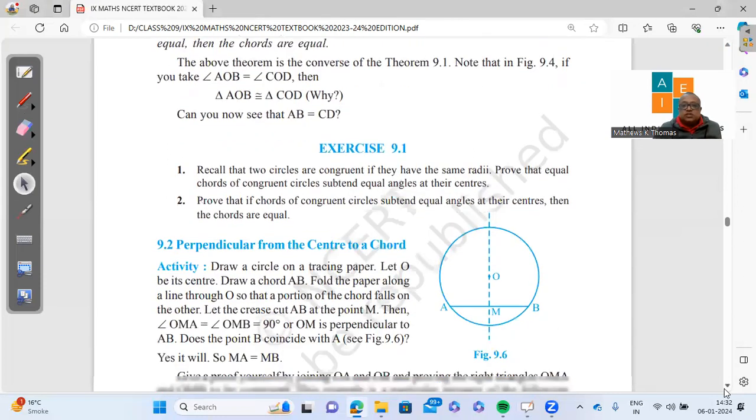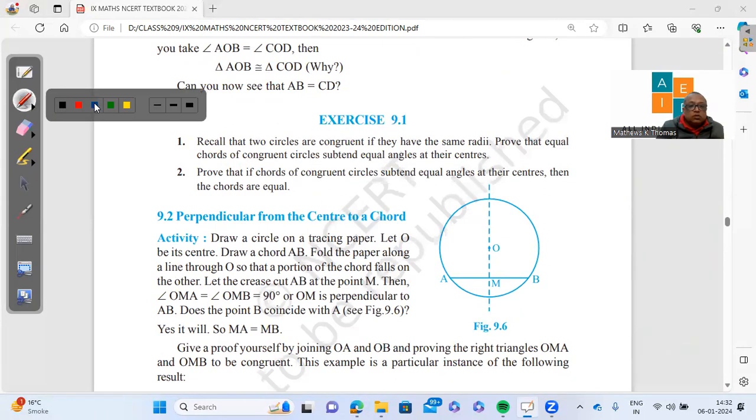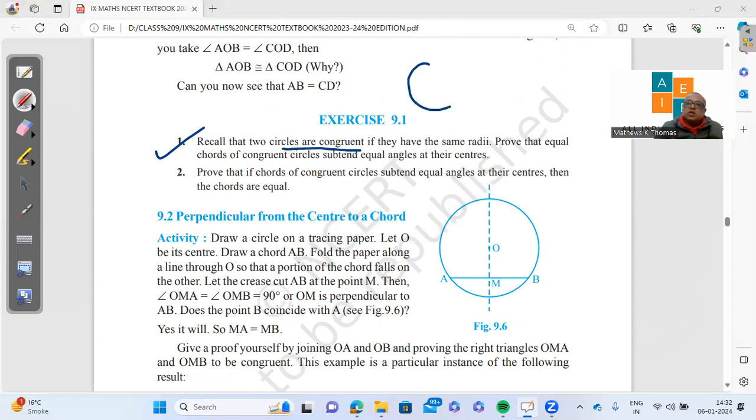Now we come to the first exercise. It has only 2 questions. The first question: recall that two circles are congruent. Now, what is the meaning of congruent circles? Two circles which are exactly equal. That means they have the same radii, right? Prove that equal chords subtend equal angles. So it is something like the theorem that we did. Of course, that was for a single circle. Now we have two congruent circles.